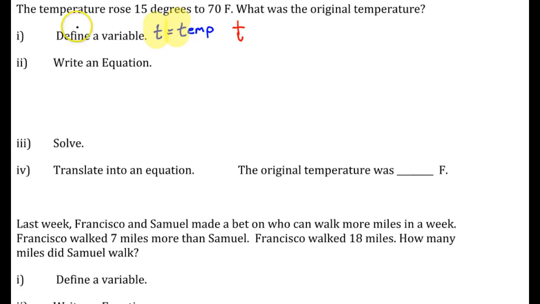Alright, so the temperature rose. Rose means to go up, get hotter. Temperature rose 15 degrees to 70 degrees. What was the original temperature? So was the original temperature cooler or warmer than 70 degrees? It was 15 degrees cooler. Alright, so we're going to take our temperature, it's going to go up 15 degrees, and that's going to equal 70 degrees. Notice how I leave off the degree sign. That's all. So we're practicing the first 2 steps for now.